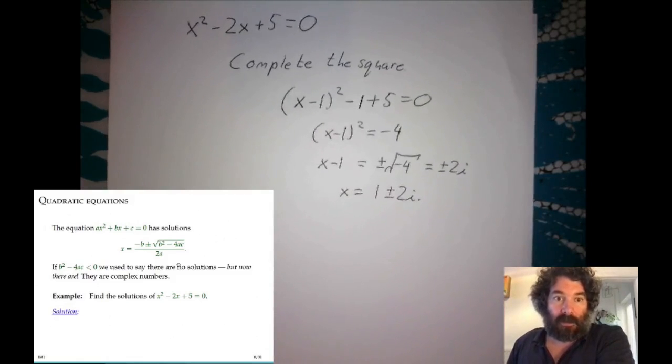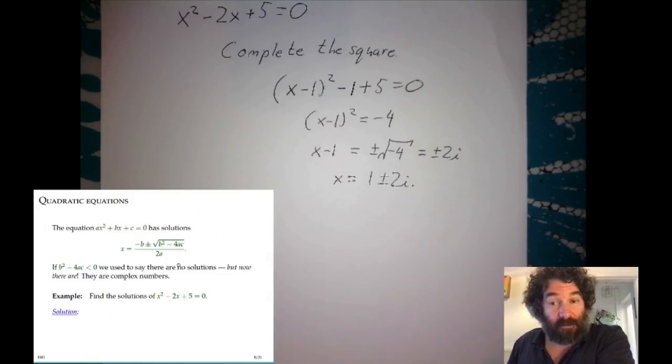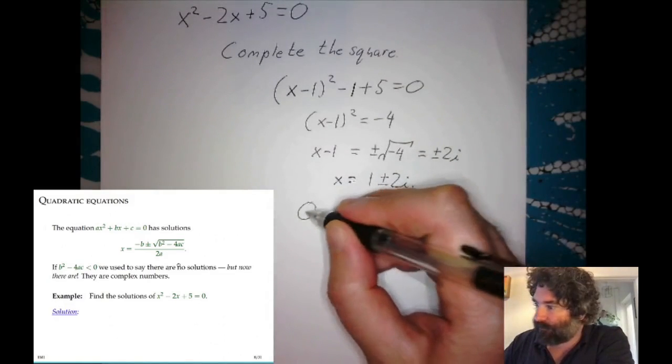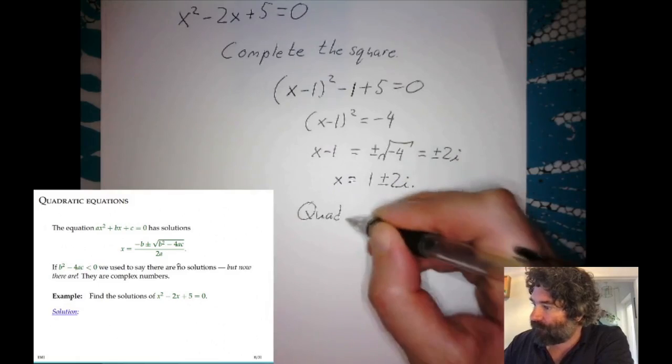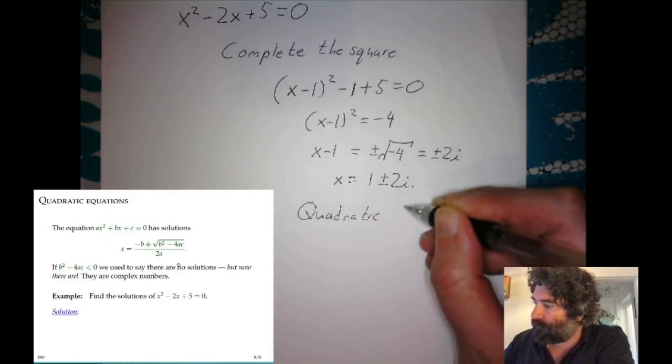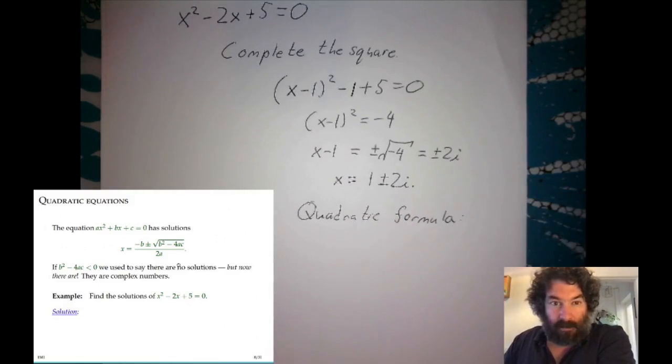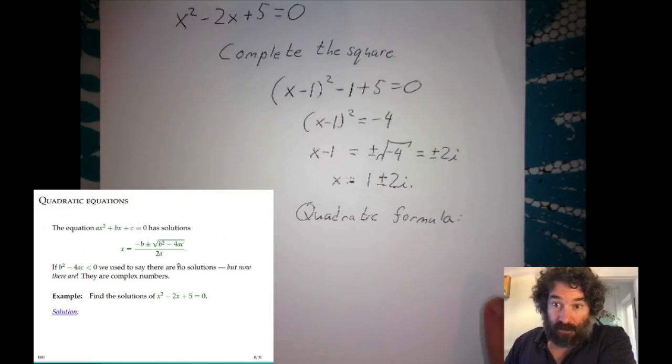All right. Just to check that we get the same thing from this process, completing the square, as the quadratic formula, let's use the quadratic formula as well. I'll write down the solution. Now suppose we use the quadratic formula, which is what's shown there on the slide.